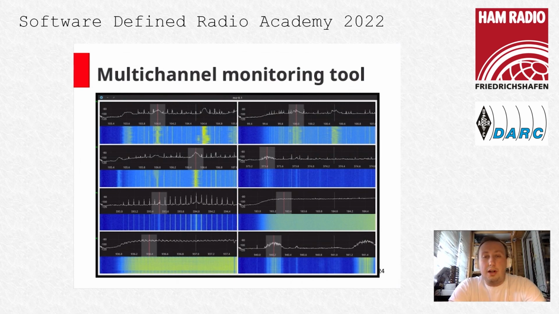For example, you have 8 transmitting channels, but you don't know when all the channels are transmitting and so on. So you can use this tool to monitor all these channels and see how your source is transmitting something at each individual frequency.